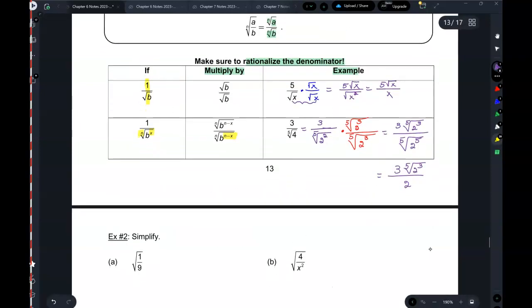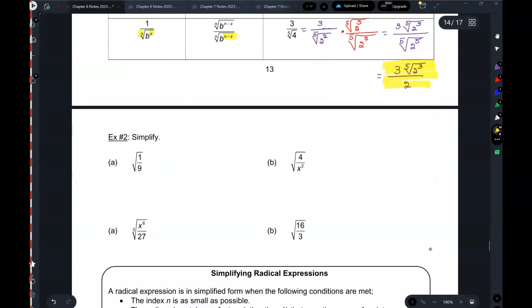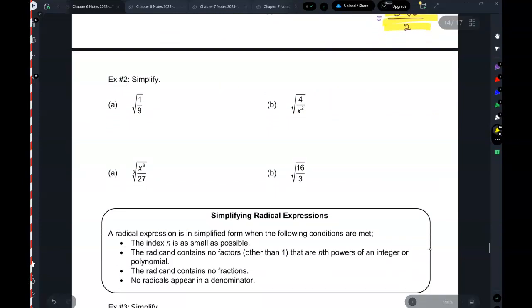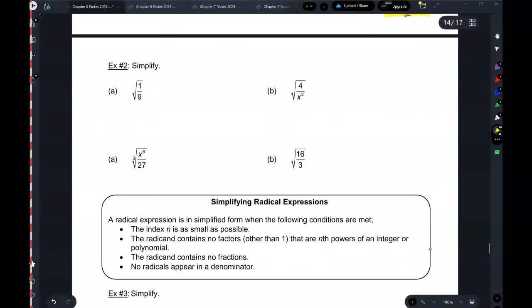The answer is this. I know. I love them all. They're like my children.